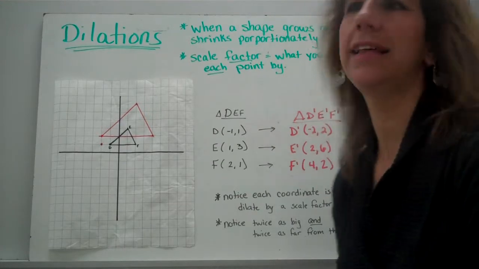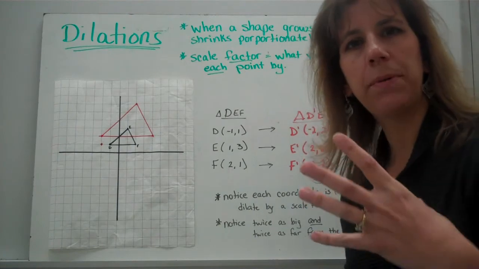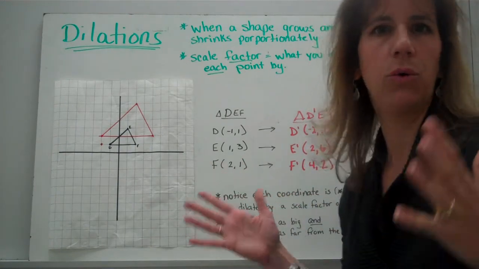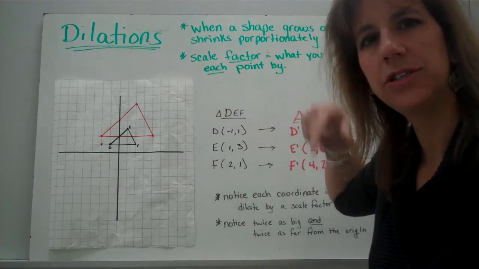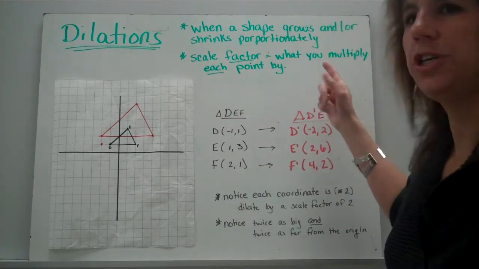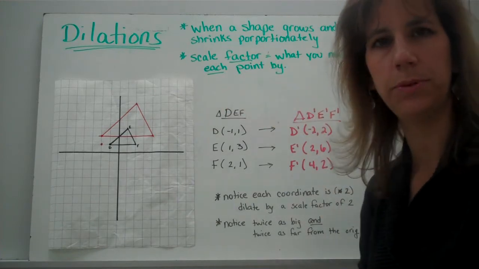This video is all about dilations. A dilation is a type of transformation where you take a shape on a coordinate plane and you're either growing it or shrinking that shape down. I'm going to be using the word scale factor. That's a vocabulary word you should know, but it means that you're multiplying each one of the points. Remember, factor means to multiply.